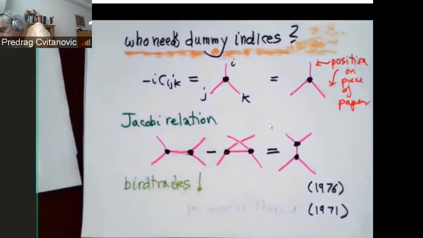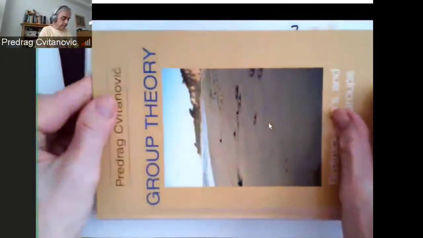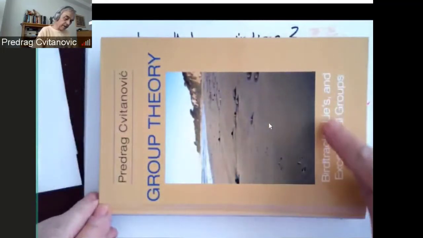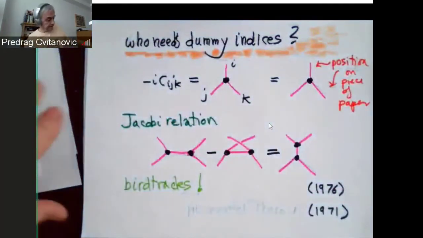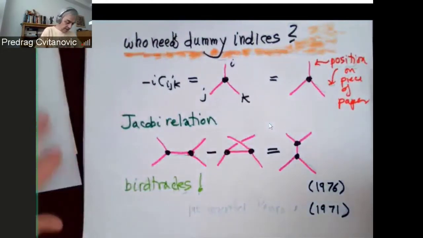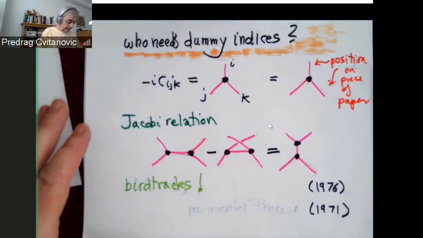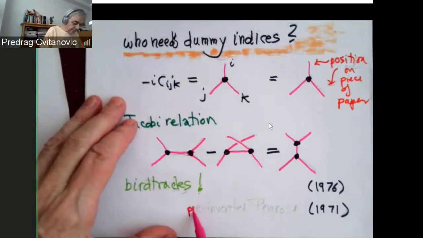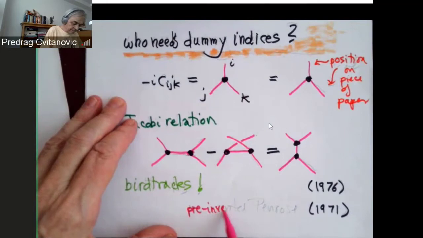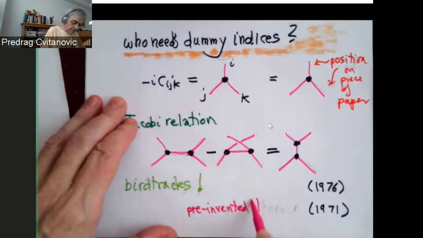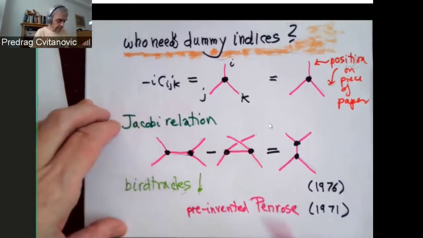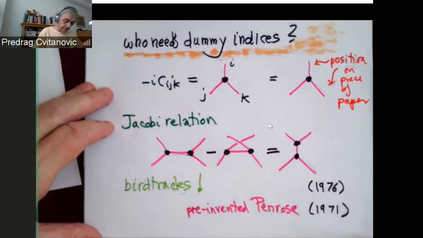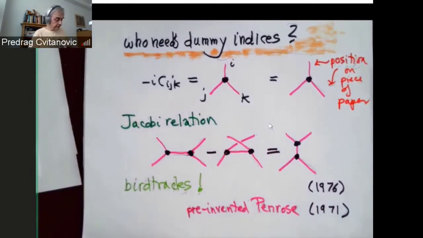So this is it. Birdtracks. Birdtracks, Lies, and Exceptional Groups. This is an obscure reference to a popular movie from the 90s, Sex, Lies, and Videotape. And this, in parts, was pre-invented by a trick of fate. Roger Penrose is older than me. So he wrote part of this kind of notation in '71. I did it 5 years later.